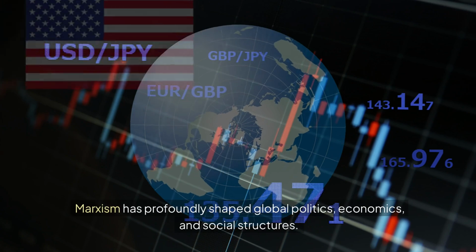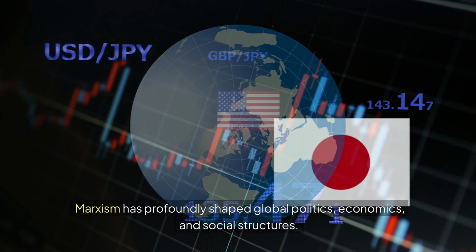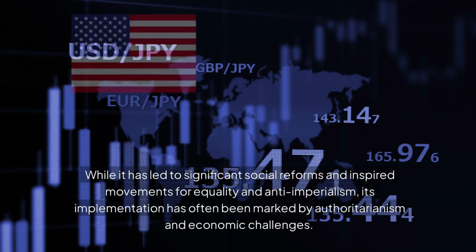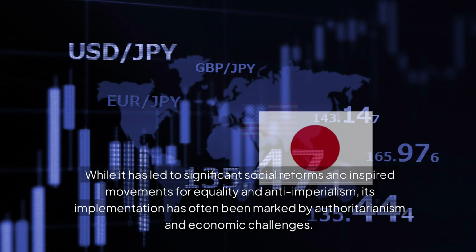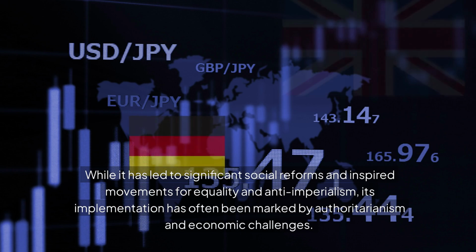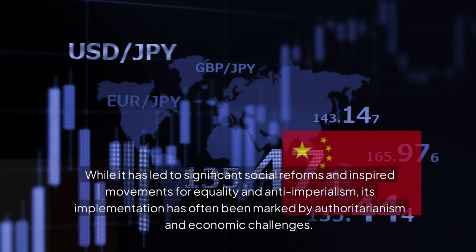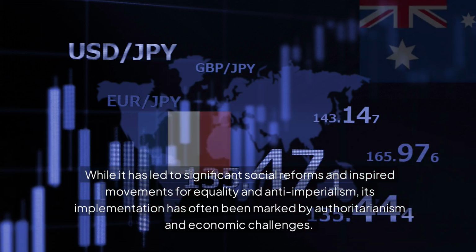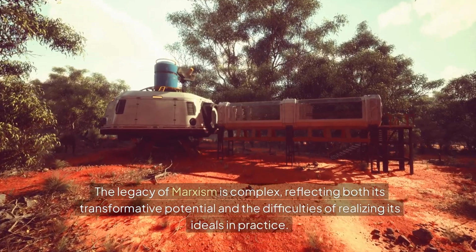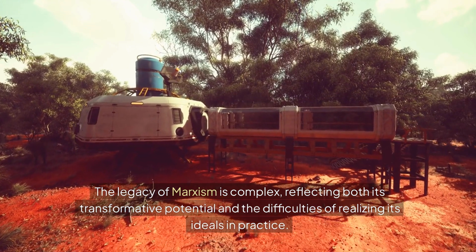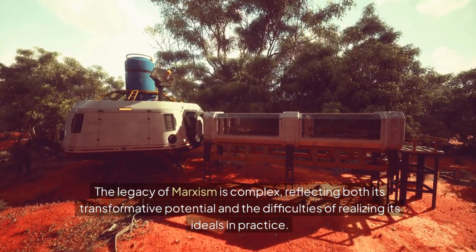Conclusion. Marxism has profoundly shaped global politics, economics, and social structures. While it has led to significant social reforms and inspired movements for equality and anti-imperialism, its implementation has often been marked by authoritarianism and economic challenges. The legacy of Marxism is complex, reflecting both its transformative potential and the difficulties of realizing its ideals in practice.